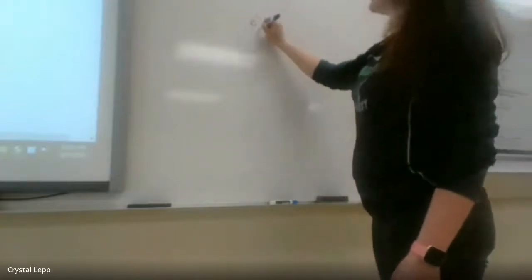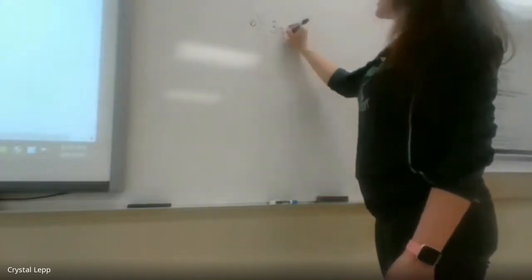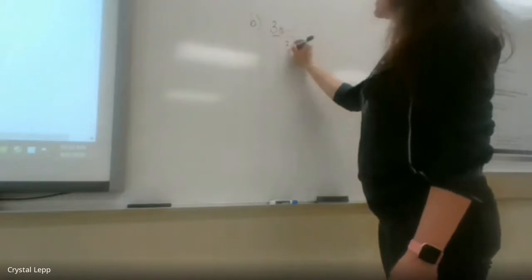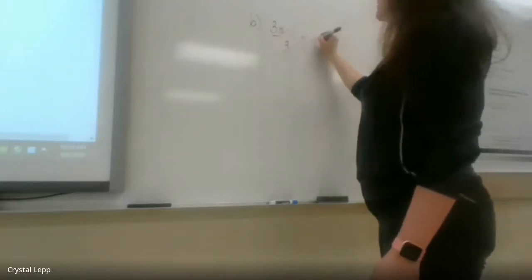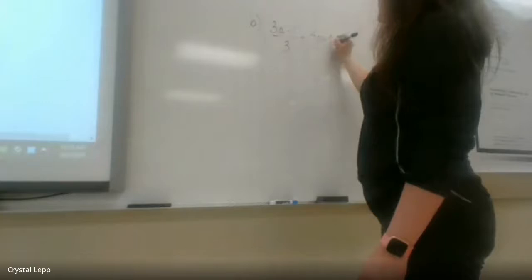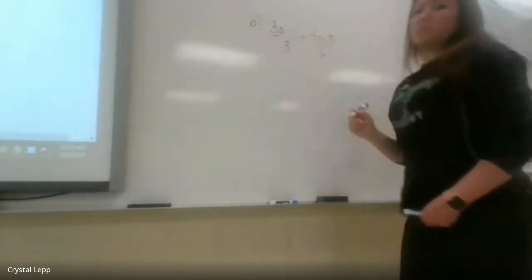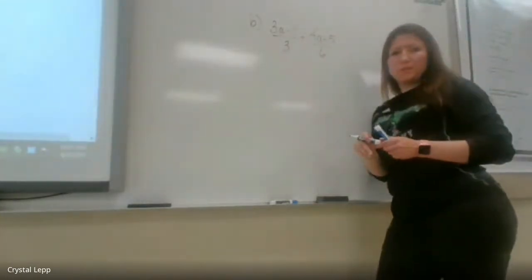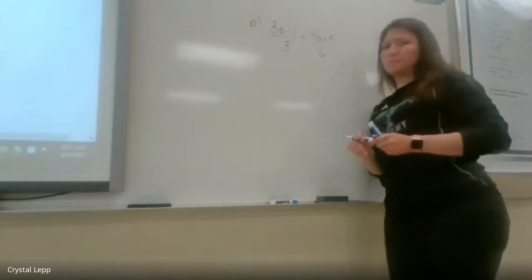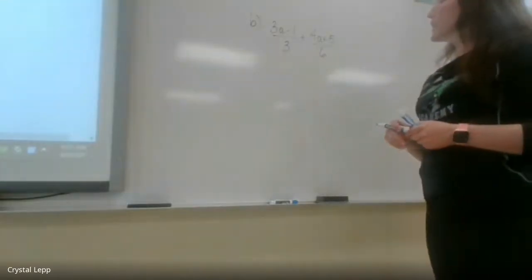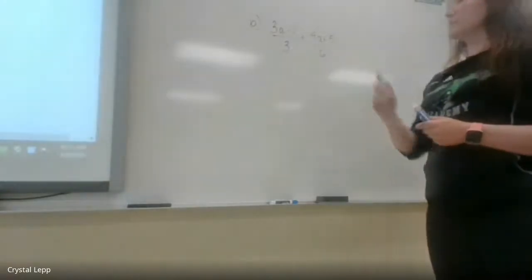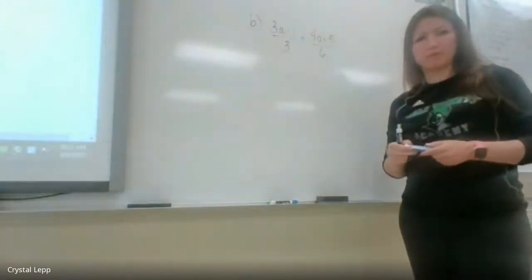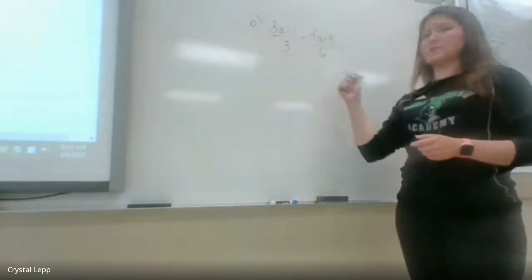So B is (3a minus 1) over 3 plus (4a plus 5) over 6. So our first step is common denominators. We can't get a common denominator here, so we are going to have to figure out what I can make 3 and 6 be. And remember, you can make common denominators by multiplication.